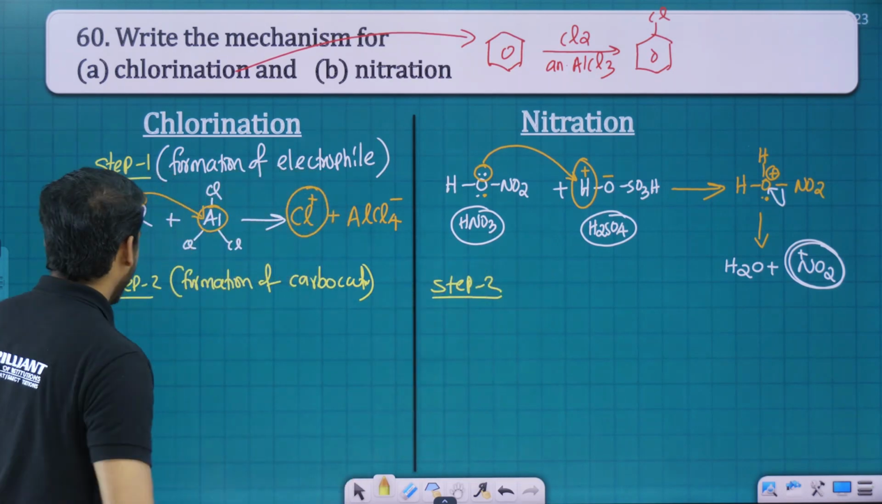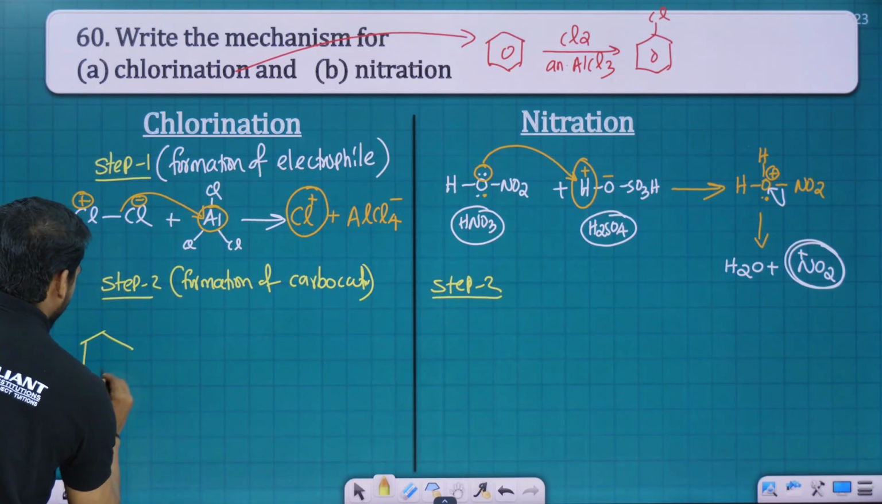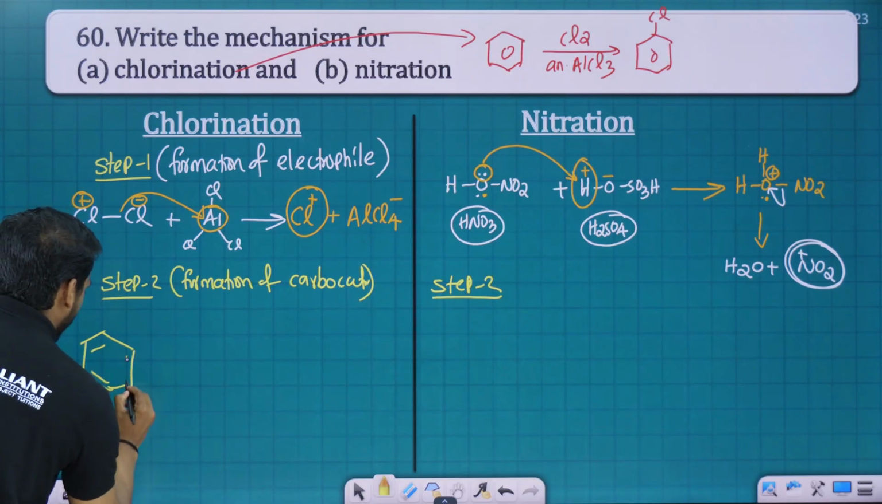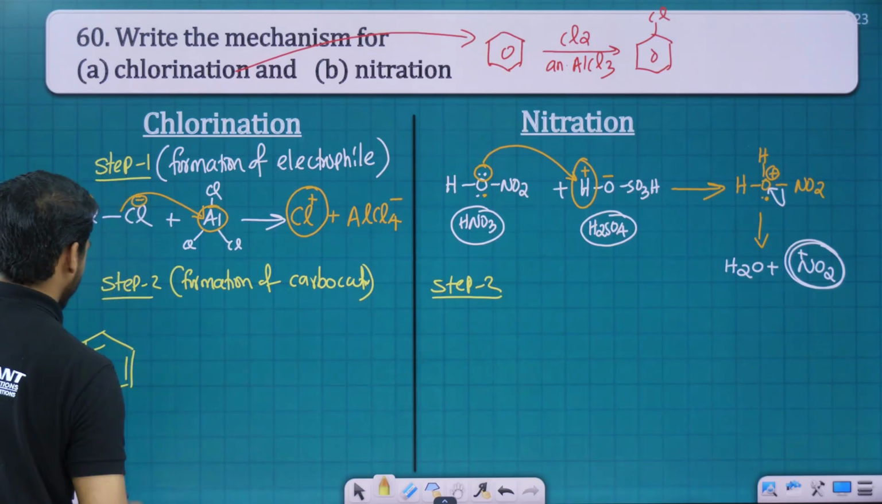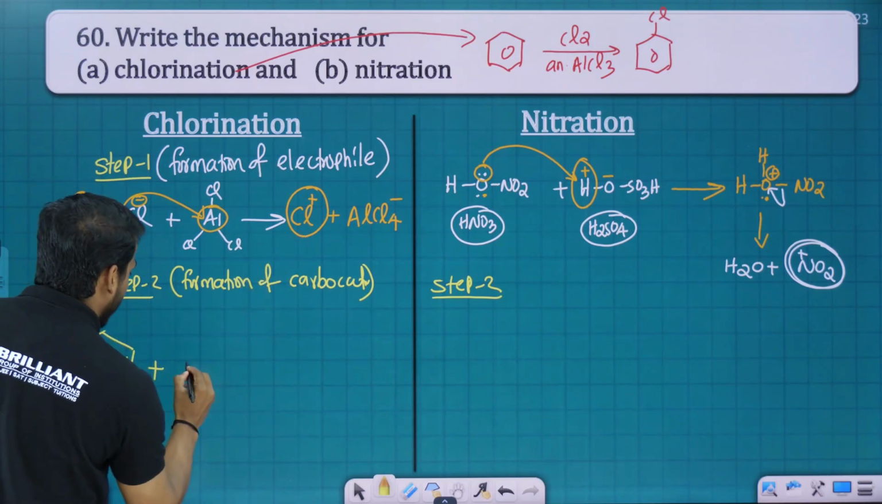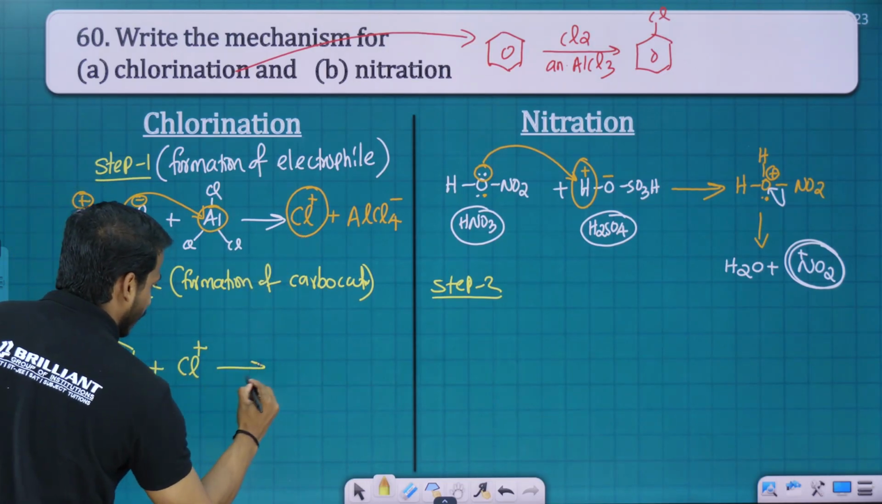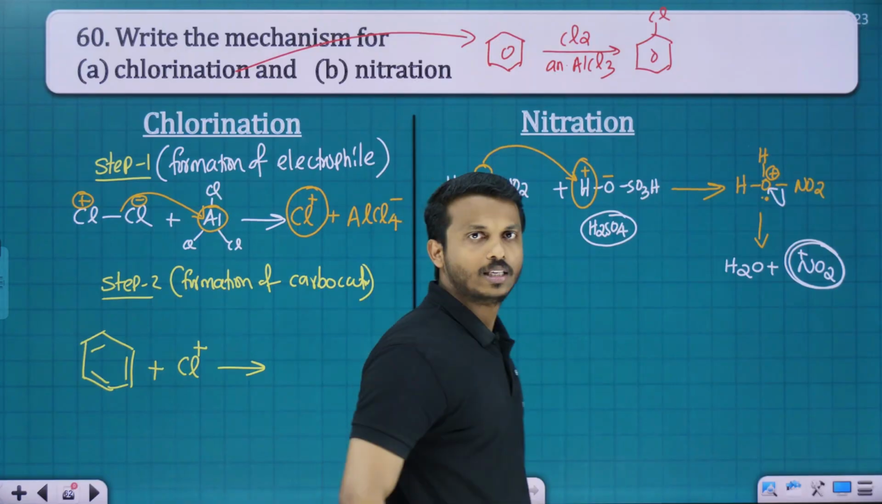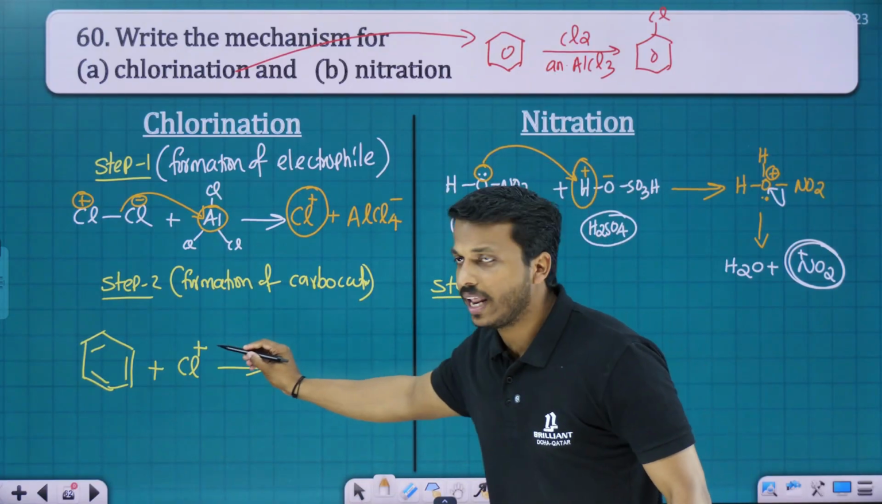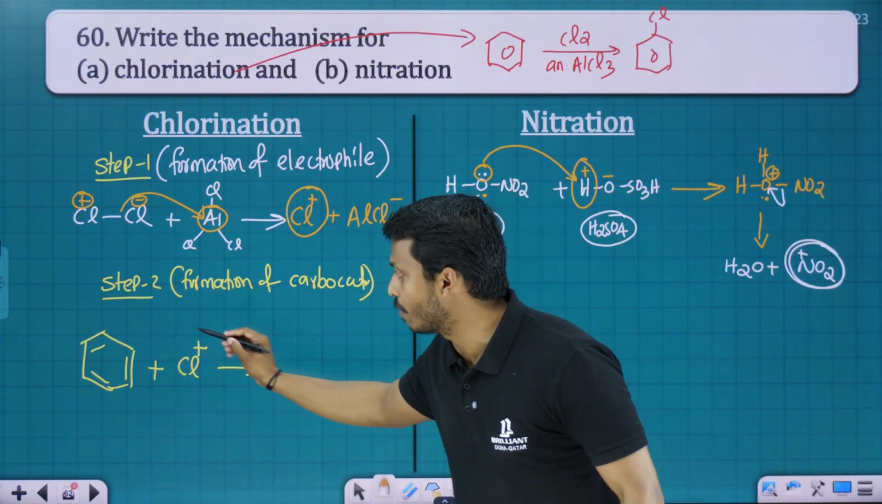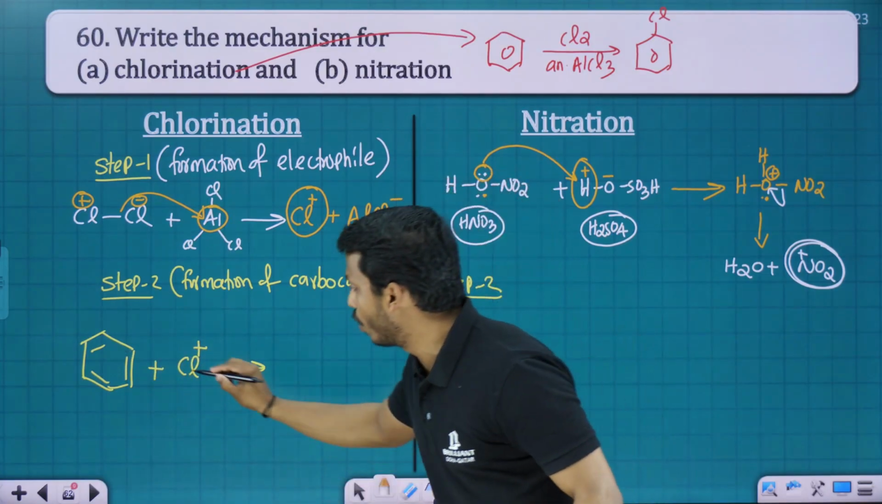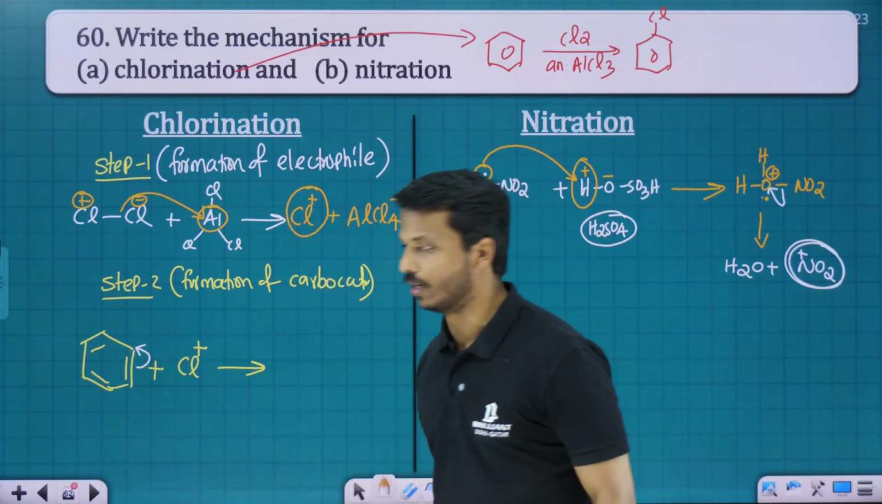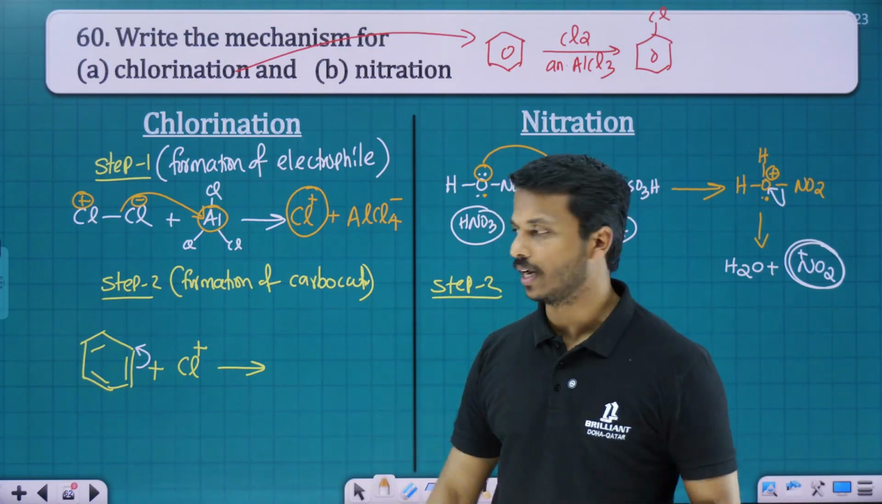Same step. And here we are adding this electrophile to the benzene ring, right? So let me bring benzene. Who is the electrophile attacking? Cl plus. Listen carefully. When an attacking species comes, the double bond shifts to one of the carbons. Just for simple understanding.